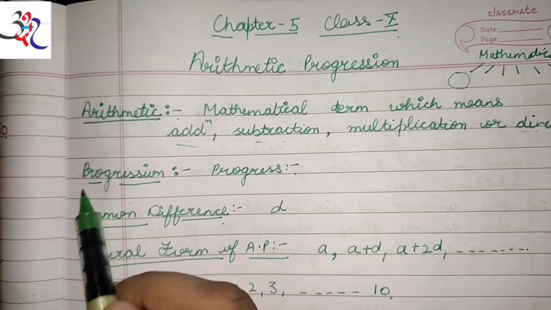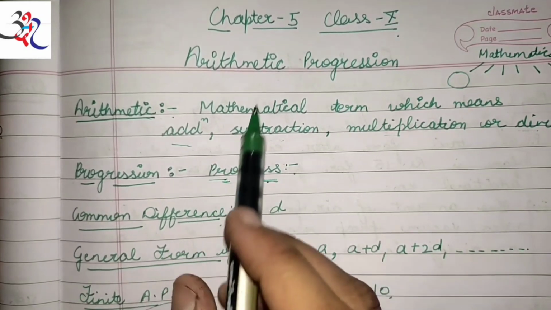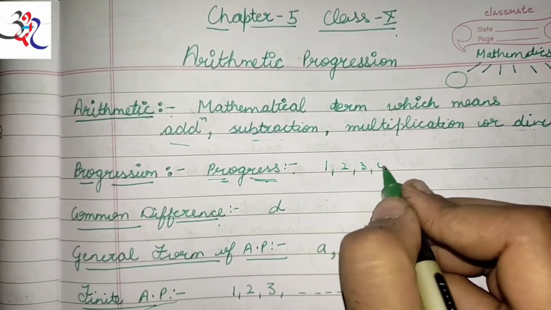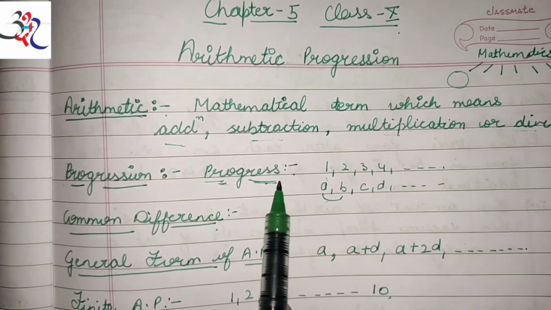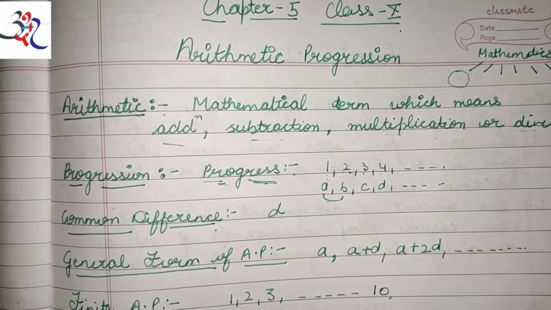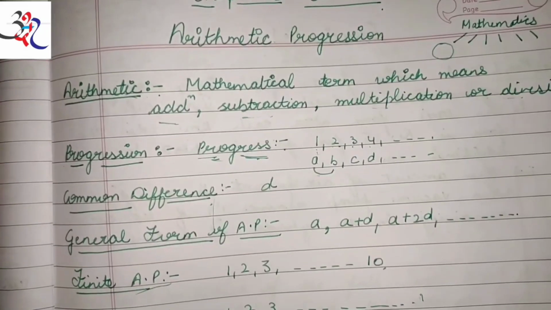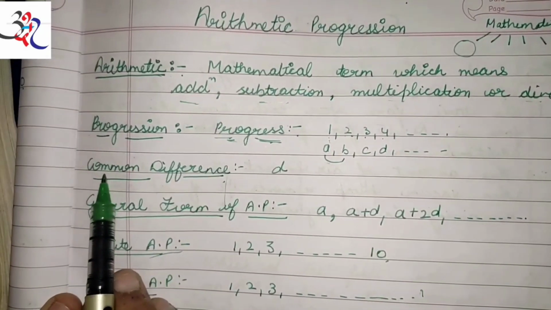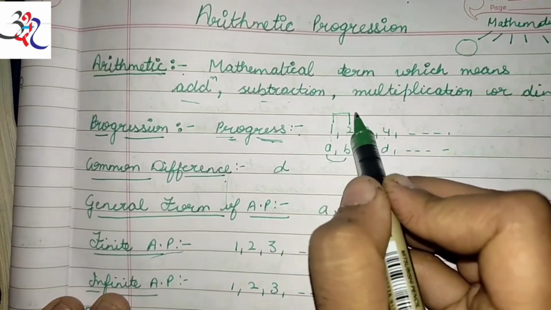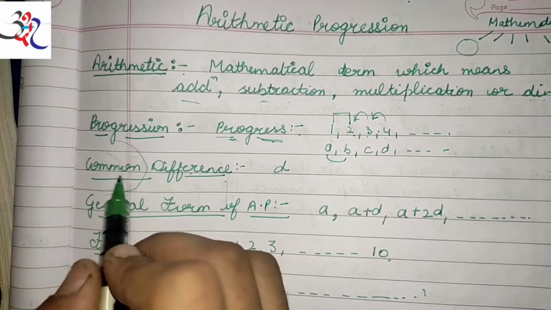Okay, next is progression. As the name says, progression means progress, means the number of mathematical terms, like 1, 2, 3, 4. Progress means increasing, means they are increasing step by step by some common value. So that is called arithmetic progression. And what is this common value? This common value in mathematics is called the common difference, means the difference between the two consecutive numbers will always be common, means the difference will always be the same.